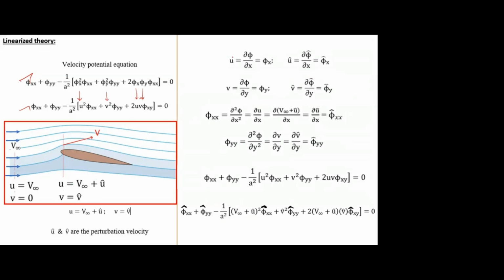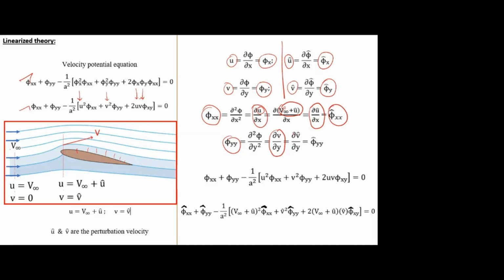Now, I know u is equal to phi x, v is equal to phi y. In a similar way, I am writing u cap as phi cap x, v cap as phi cap y, and this also I am going to convert. Phi xx, I can write it as dou u by dou x, and instead of this u, I am going to write v infinity u cap, and this v infinity is constant. Free stream velocity will not vary, only this u cap will vary at different locations. So this is constant, so differentiation of constant will be 0. You will get only dou u cap by dou x, that will be phi cap xx. Similarly phi yy can be written as dou v by dou y. Instead of v, I can write v cap, and this is phi cap yy.